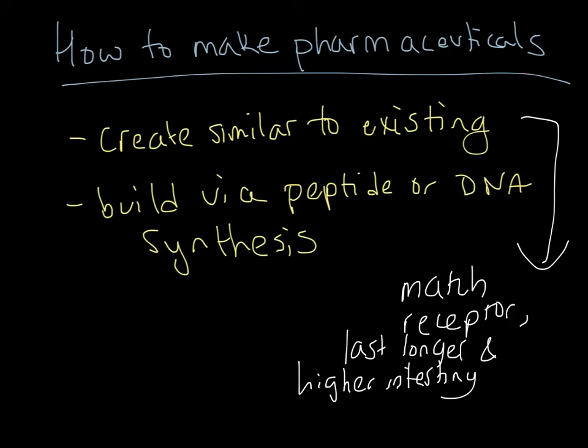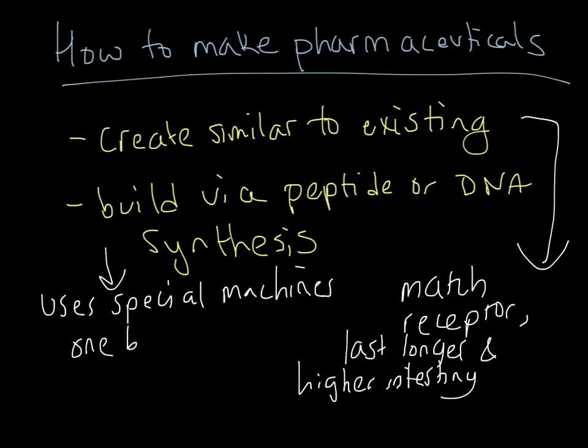The other thing you could do is make something completely from scratch. That would be through peptide or DNA synthesis, and this uses special machines to physically build it one by one. So this would be where you knew the sequence, for example, maybe it was like alanine, glycine, proline. You could make it and build it that way, which could then be made in a bacteria or another form.